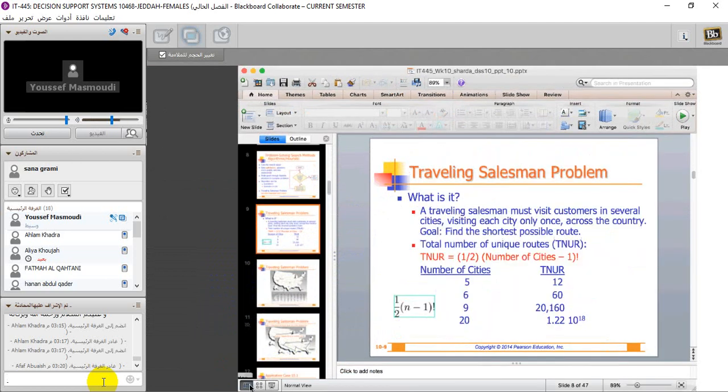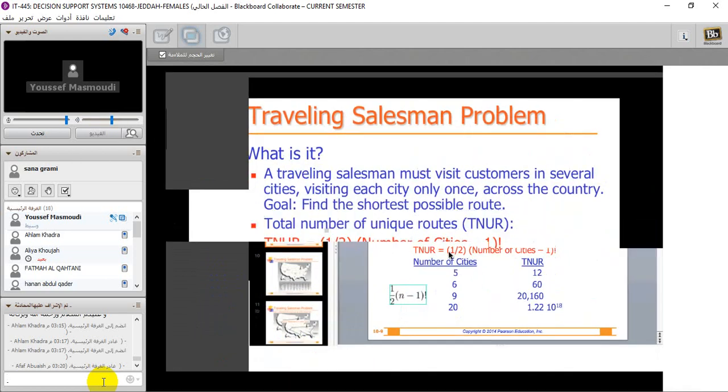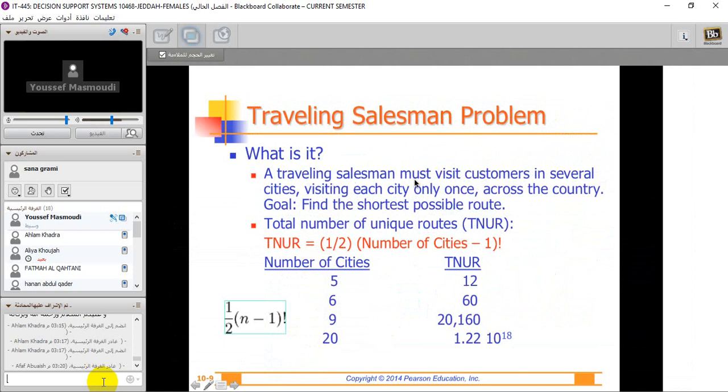So what is the traveling salesman problem? A traveling salesman must visit customers in several cities, visiting each city only once across the country. The goal is to find the shortest possible route. Okay, so we have a traveler who must visit several cities, and each city he visits only once. So the goal is that we find the shortest possible route.